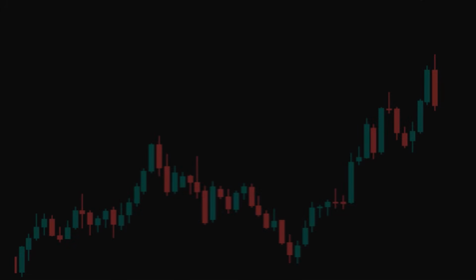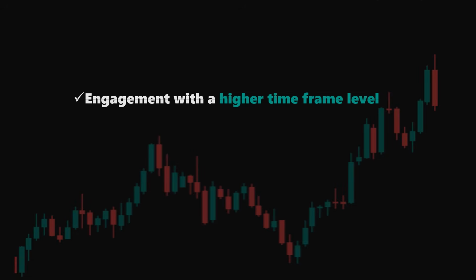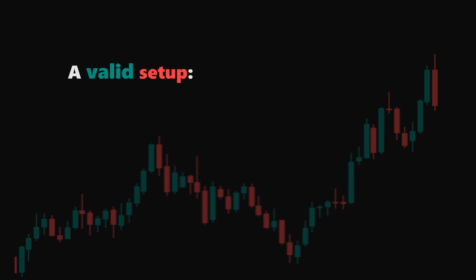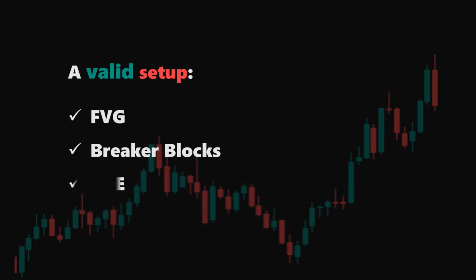Let's recap what I look for in a market structure shift: engagement with a higher time frame level, a liquidity sweep, aggressive displacement breaking structure, a valid setup, fair value gaps, breaker blocks, OTE, etc. Once MSS is confirmed, I then focus on entries and trade setups based on confluence within that structure.